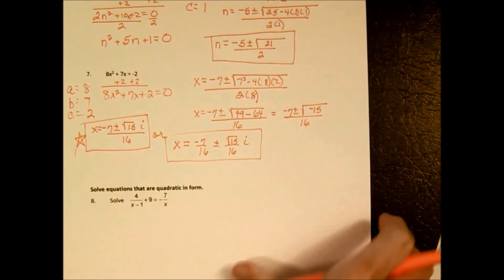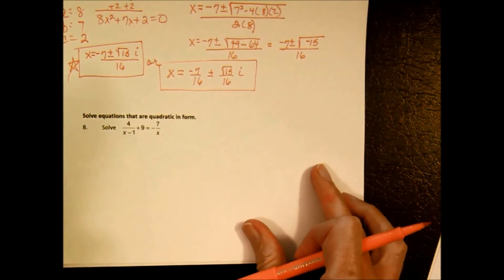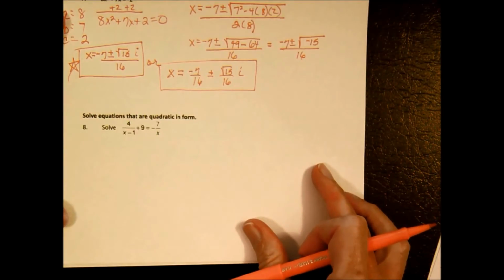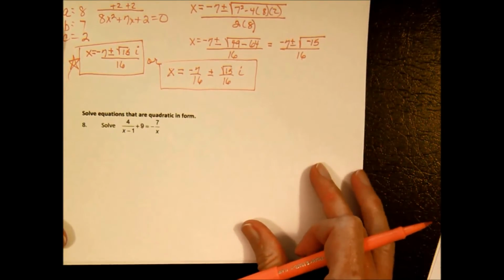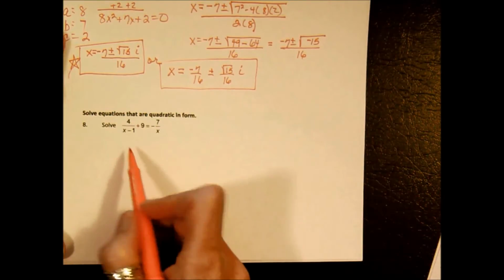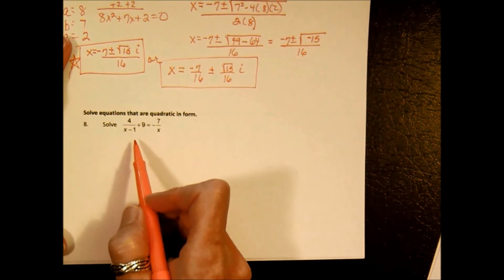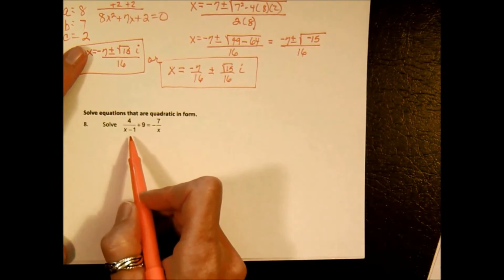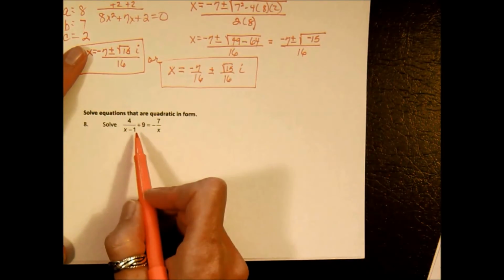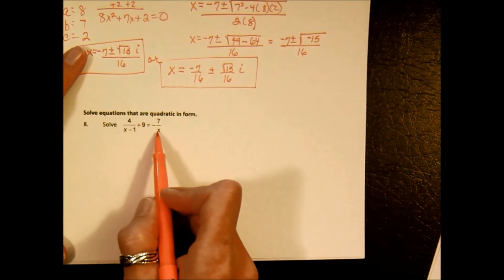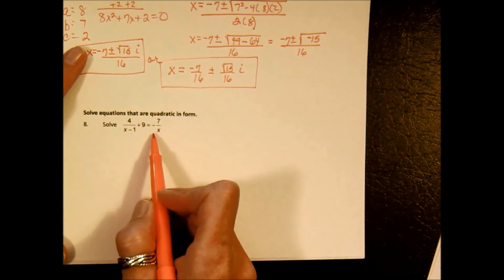All right, number 8, we're going to solve equations that are quadratic in form, meaning they don't look quadratic until you start working with them. This one is a review of another module that we did on rational equations. So in order to clear those denominators and solve for x, I have to multiply by the LCD. Now, the other thing you want to remember is, because I have variables in the denominator, there are some things that x can't be, and maybe we should identify those first.